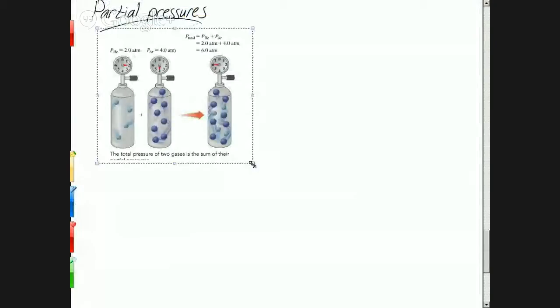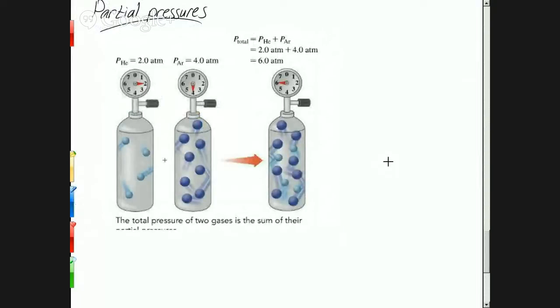All right. So here's a couple gas tanks. Helium and argon, two noble gases. So you got helium at a pressure of 2 atmospheres and argon at a pressure of 4 atmospheres. If you mix that together, you'll have a tank that's total 6 atmospheres of pressure. So 2 atmospheres from the helium, 4 atmospheres from the argon, 6 atmospheres total. So the total pressure can be thought of as the sum of 2 partial pressures. So that's our total pressure. These are called partial pressures. So the partial pressure of helium, the partial pressure of argon.